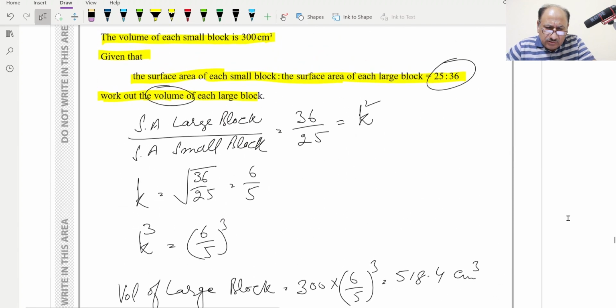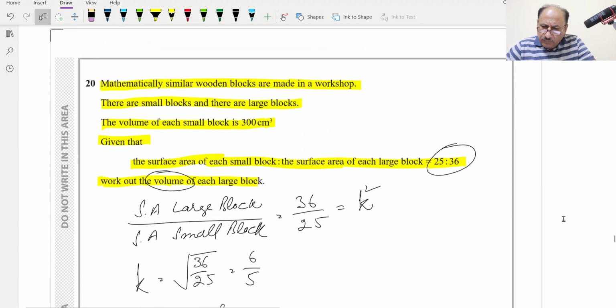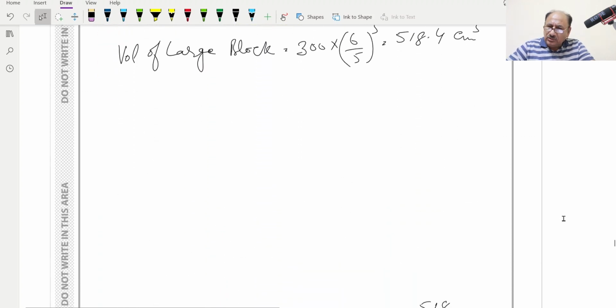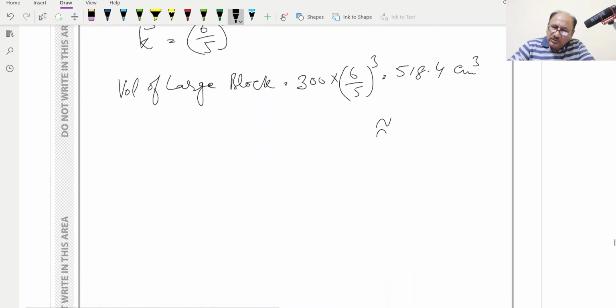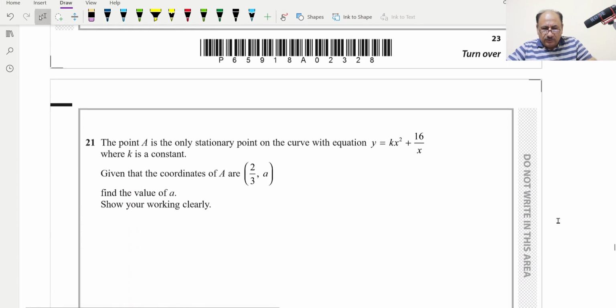518.4. They're saying three significant figures or what? No, nothing, they have not mentioned. So we can write this one approximately equal to this one, and we will write this as the answer.